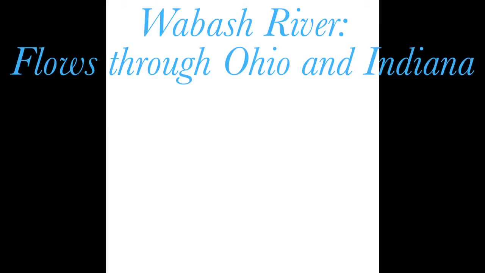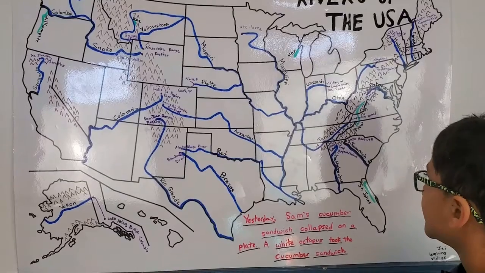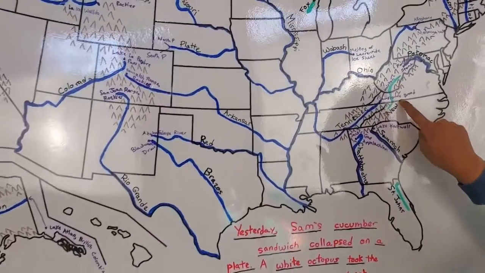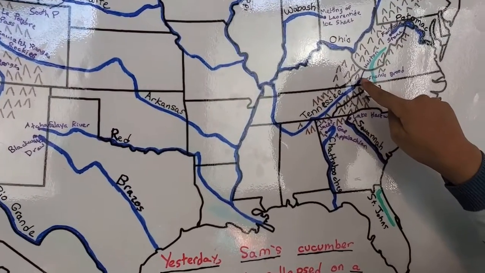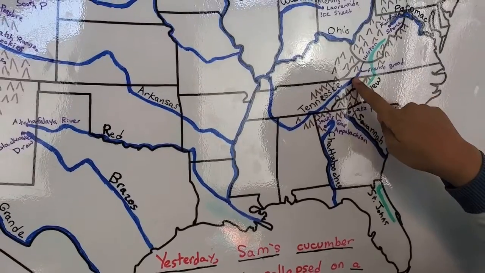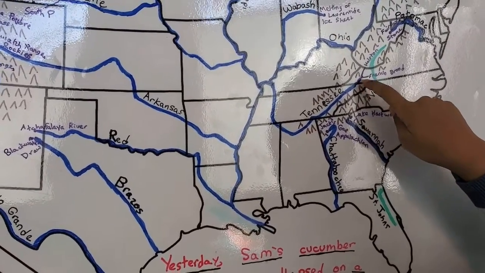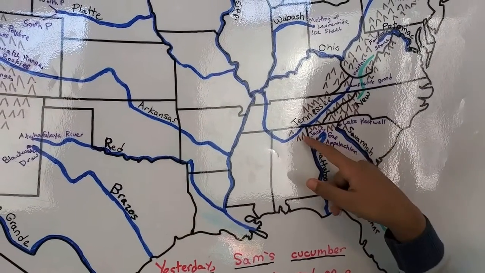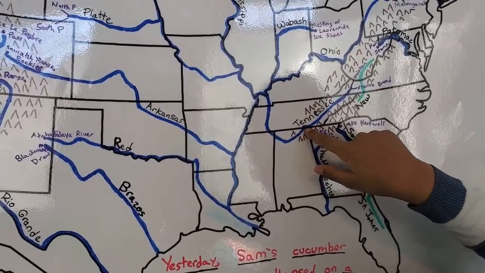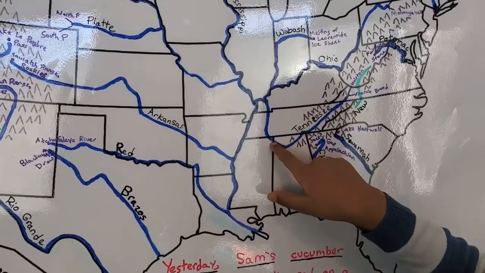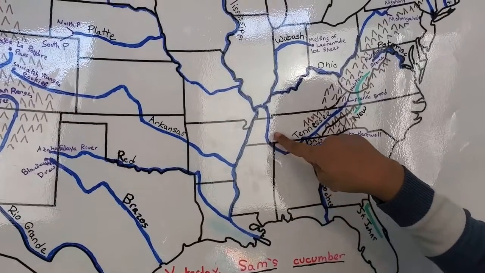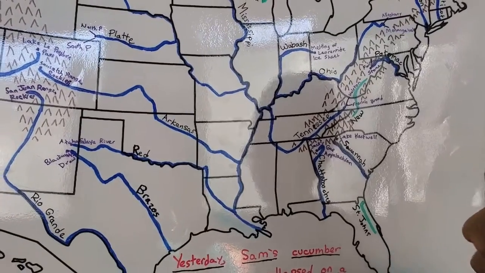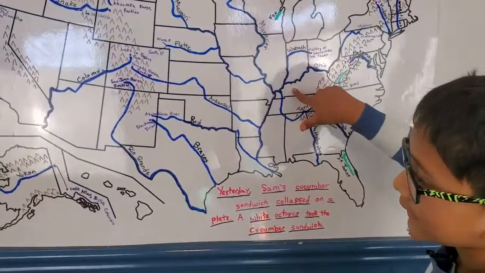Then the Tennessee. The Tennessee is formed when the Holston and the French Broad rivers join together. Now the Tennessee flows through Virginia, and then Tennessee, and then it goes right over here, goes into Alabama, slightly in Mississippi, back into Tennessee, Kentucky, and then joins the Ohio River at the border between Illinois and Kentucky.